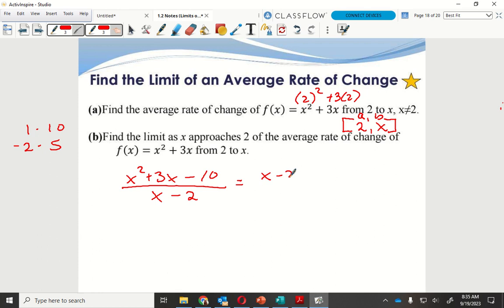I get x minus 2, x plus 5, all over x minus 2. And then right here, x minus 2's cancel. So my limit is going to be x plus 5. Or the average rate of change for that one, not the limit.